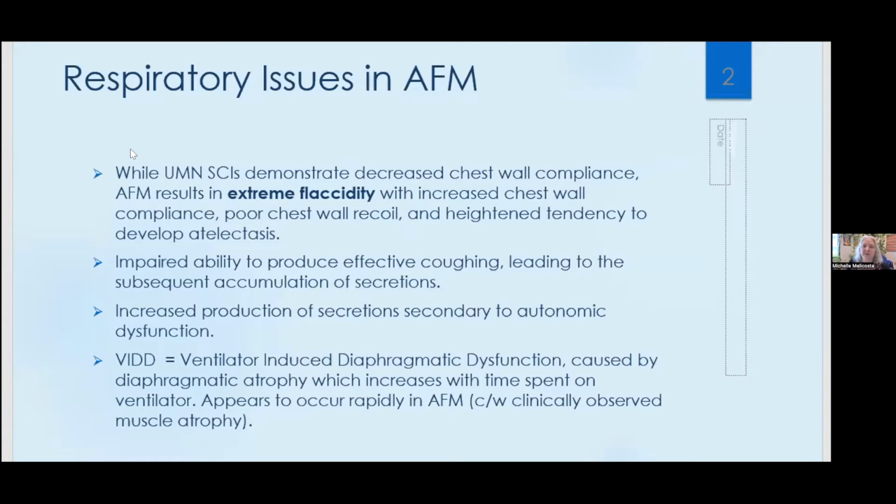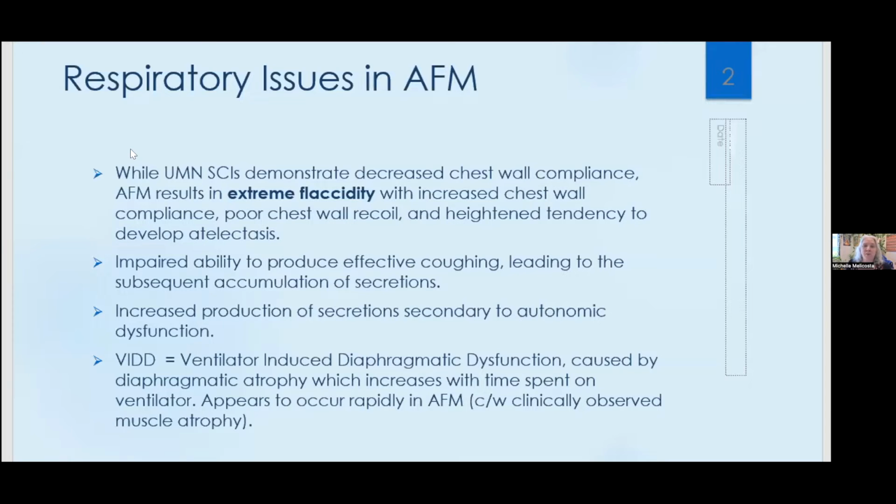So, respiratory issues in AFM. Differing from traumatic or upper motor neuron spinal cord injuries, we have kids who just have extreme flaccidity, not just in their limbs, but also in the chest wall. So they have increased compliance, they have really poor recoil, and they have just an incredible tendency to develop atelectasis. They have a decreased ability to produce effective coughing. They have increased production of secretions and a decreased ability to clear them.